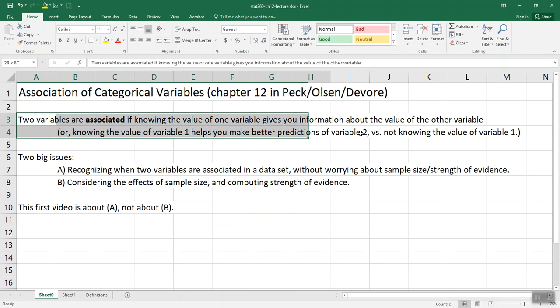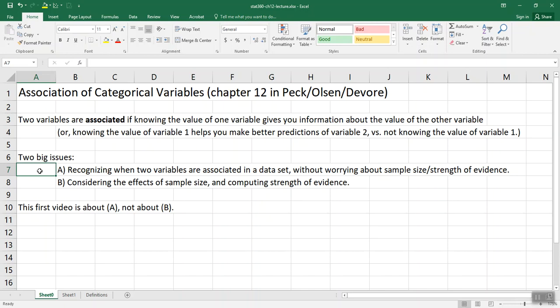Here's our definition of association. We're hoping to make better predictions of one variable based on knowing the value of another variable. There are two big issues that are going to organize our thinking. One is just recognizing what it means, without worrying about whether I have a big enough sample to be reasonably sure of what's going on. And then we'll get into how big of a sample I need, or given the sample I have, how sure I can be that there's association. So this first video is all about item A, and later we'll get to item B.